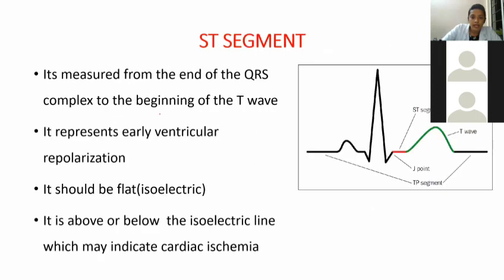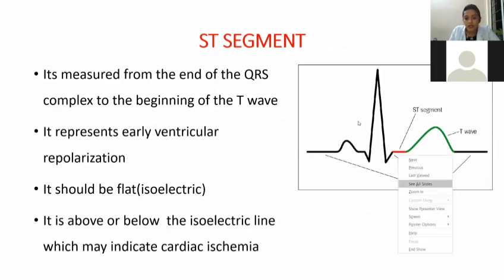Okay. Then the ST segment. This is also a very important thing in ECG. You have to observe it mainly for assessing myocardial infarction. It is measured from the end of the QRS complex to the beginning of the T wave. Here you can see this red part. This is an isoelectric line. You can see that this red line is an isoelectric line. No positive or negative deflections are present in this. It represents early ventricular repolarization. It should be flat or isoelectric.